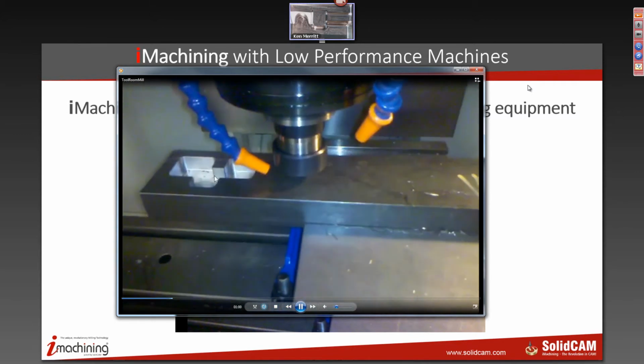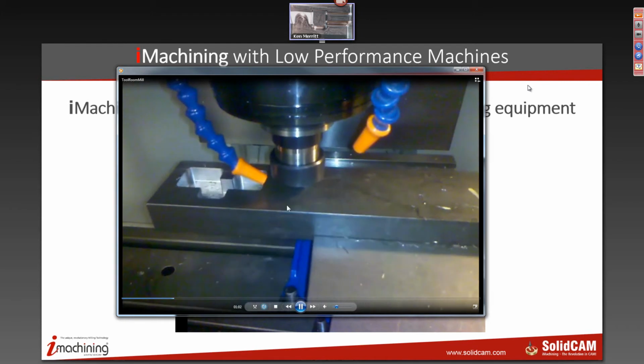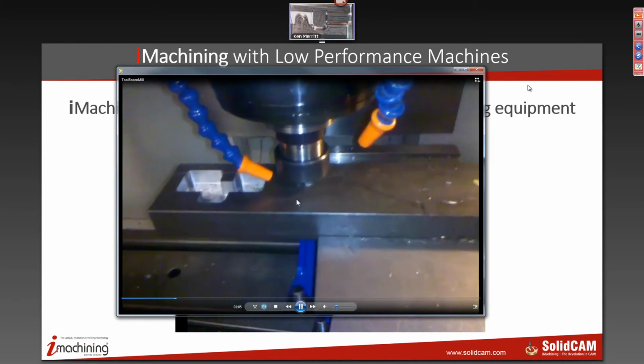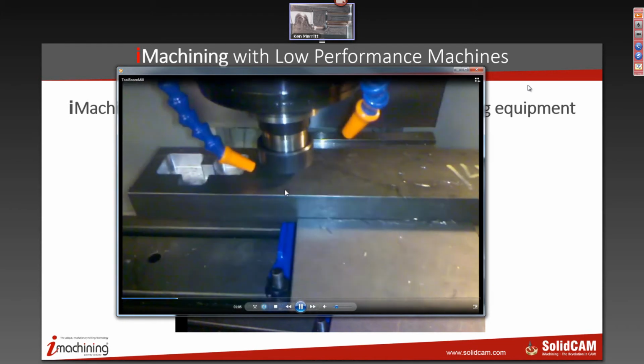Okay? So he called us and he said, look, you got to help me. How do we do this better? So I showed him iMachining. Well, notice I'm running the tool all the way at depth.